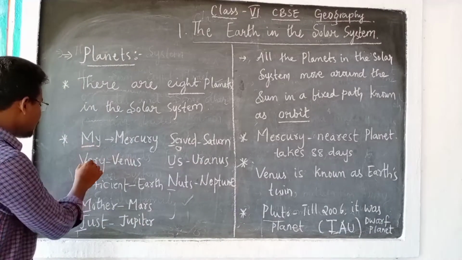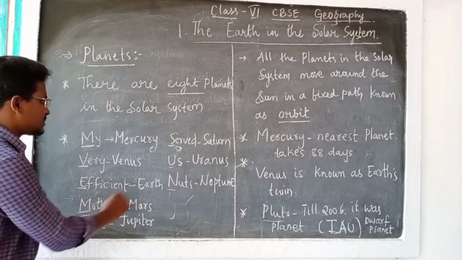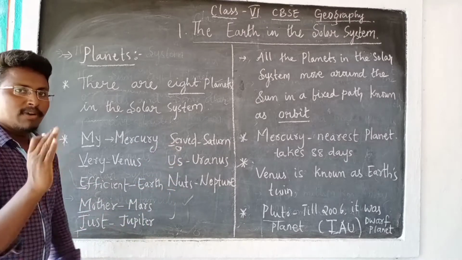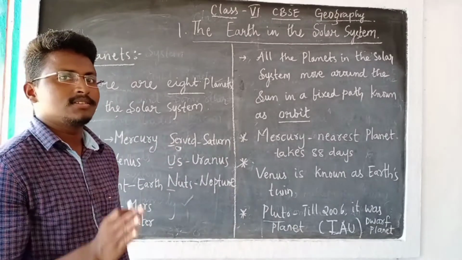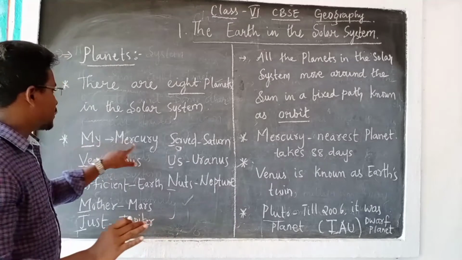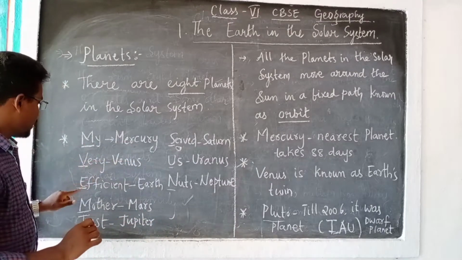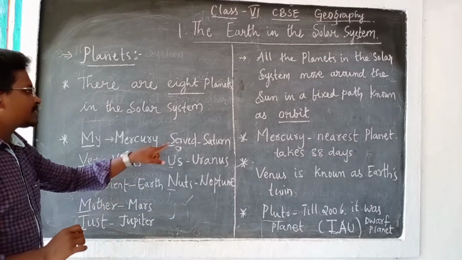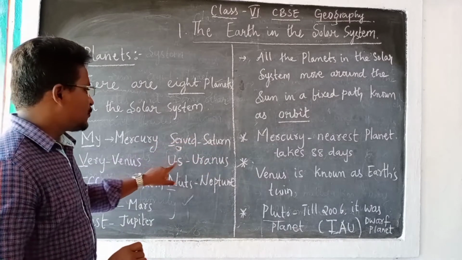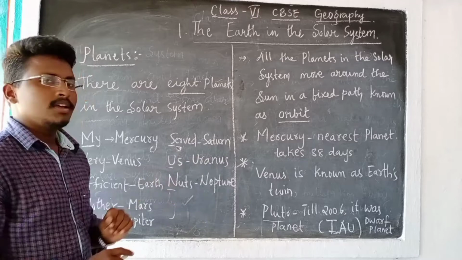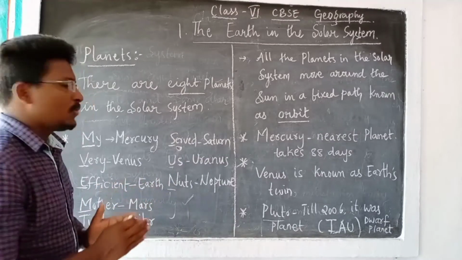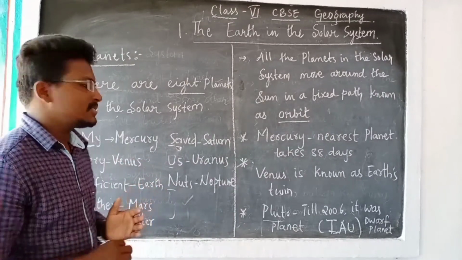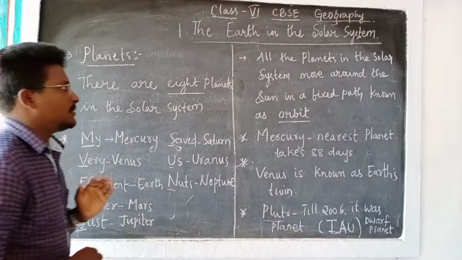My very efficient mother just served us nuts. M here is Mercury, V for Venus, E for Earth, M for Mars, J for Jupiter, S for Saturn, U for Uranus, as well as N for Neptune. So this is how you can remember all these 8 planets in this solar system.